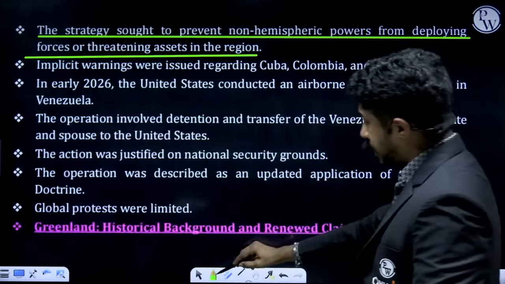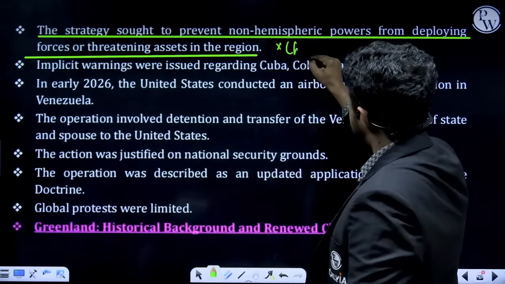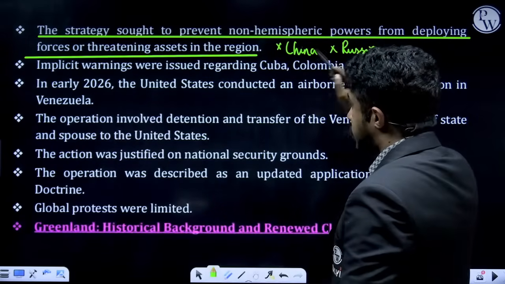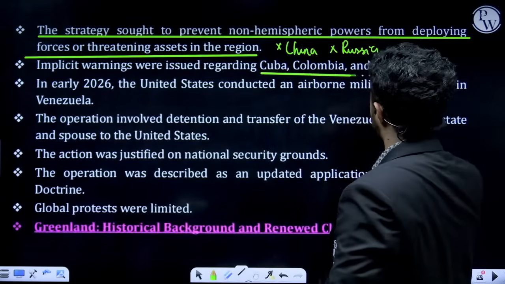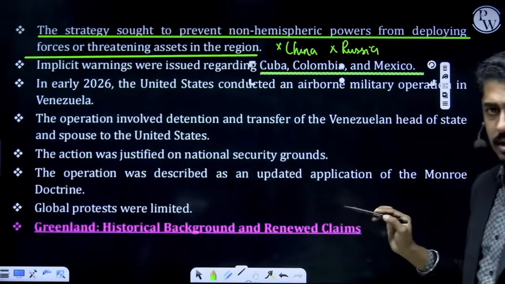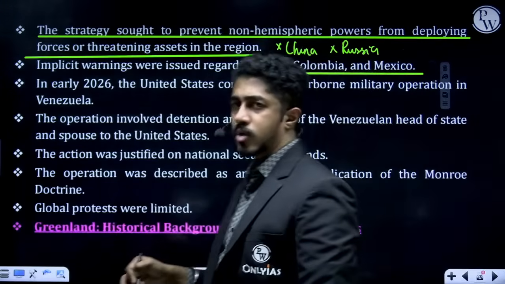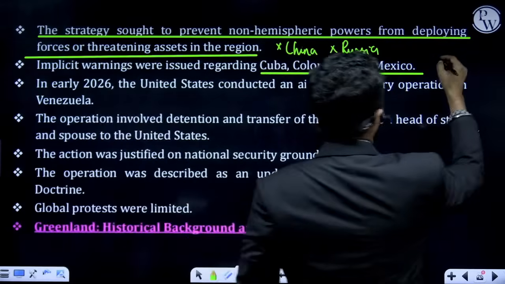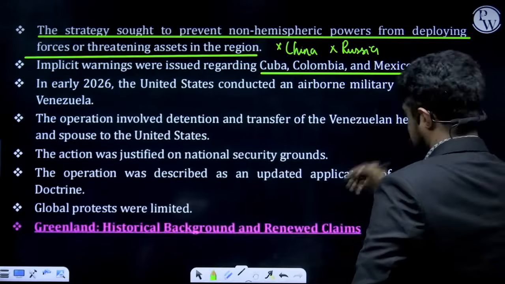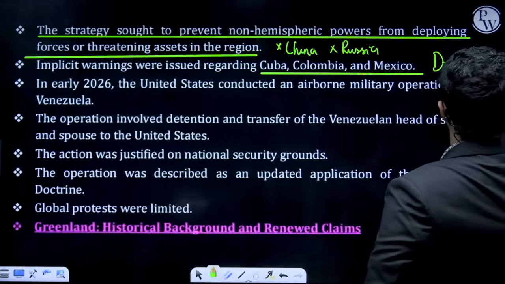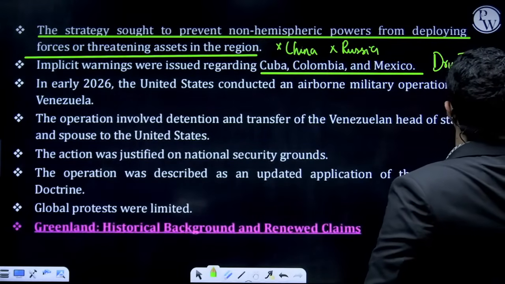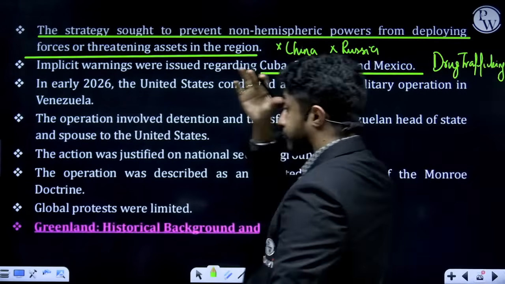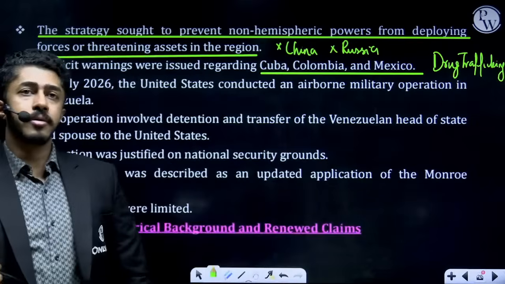So that simply meant no China, no Russia. And it also gave implicit warnings against Cuba, Colombia and Mexico. 3 countries again which are mostly anti-USA and which creates small law and order problems for India in terms of drug trafficking. Clear?